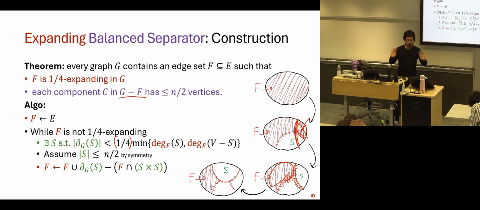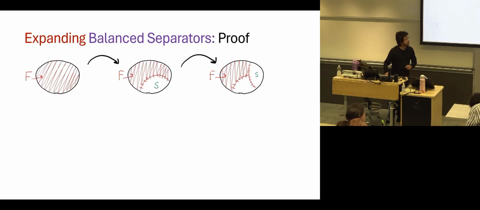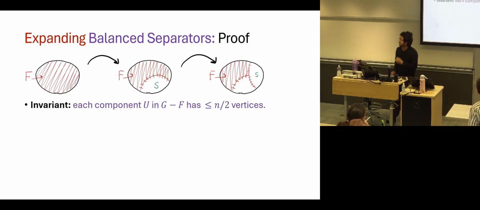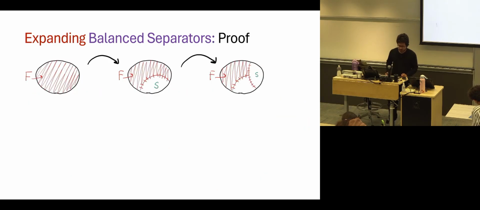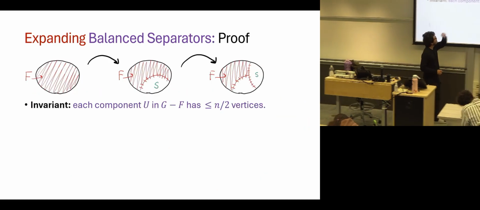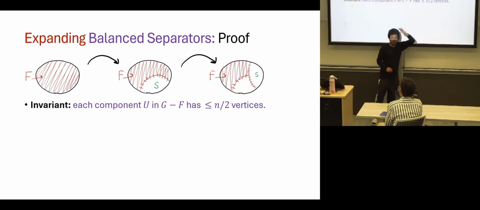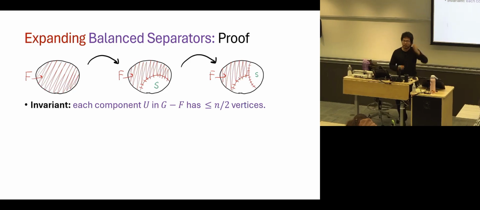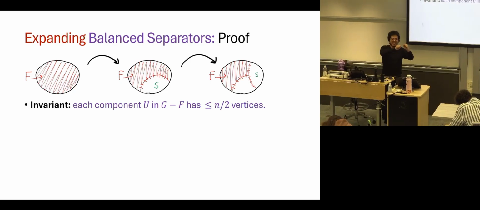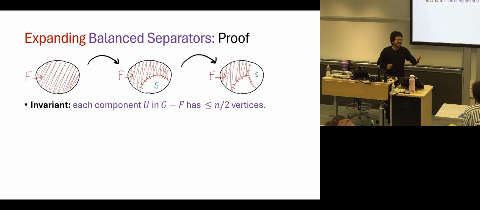So let's prove that this algorithm works. So I claim this invariant. I want to prove this one first. The invariant is that each component in G minus F has at most half of the vertices. So in the beginning it's true, because in the beginning each component has one node. But it's going to be true throughout.